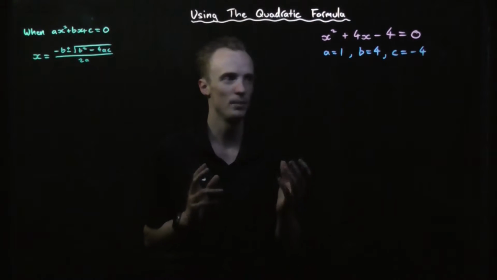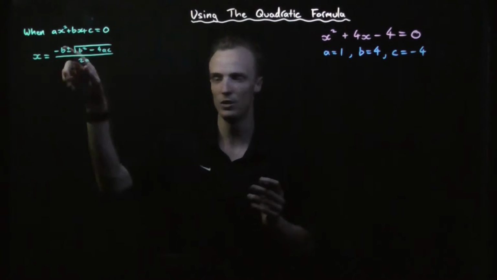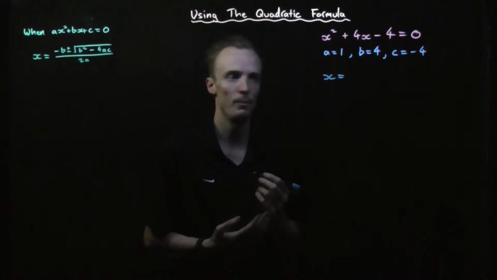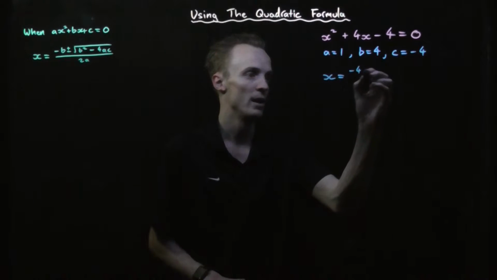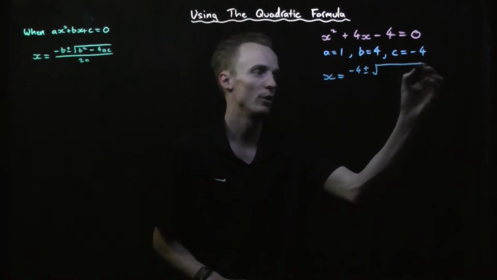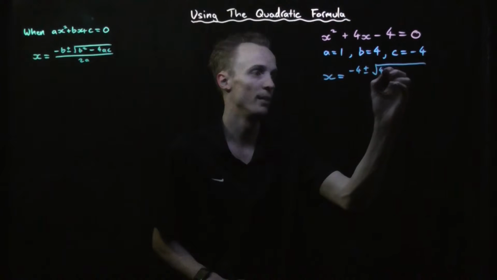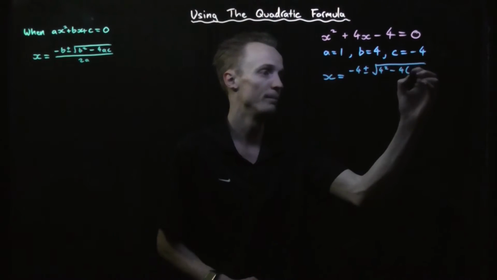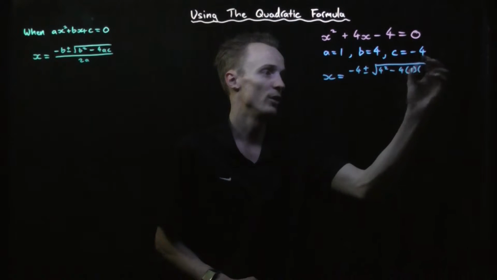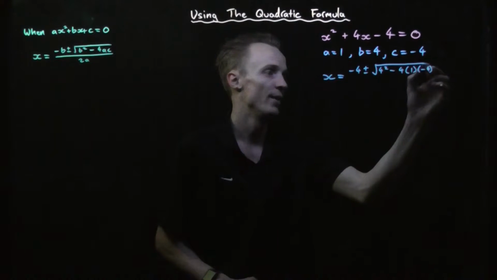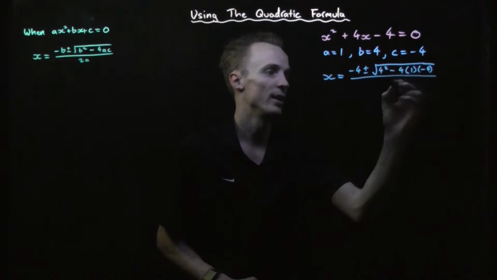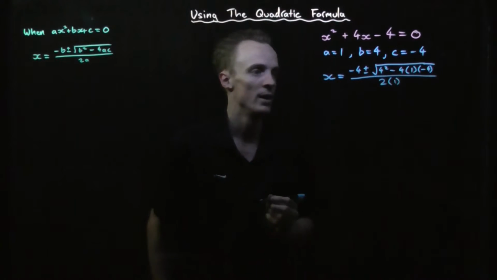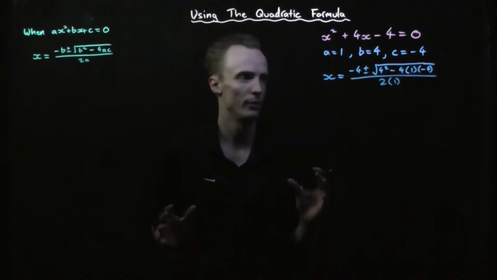Once we've got that, we substitute our a, b and c values into the quadratic formula. So our x is going to be equal to the negative of b, which is going to be negative 4, plus or minus the square root of b squared, which is 4 squared, minus 4 times our a value of 1, multiplied by our c value of negative 4. And that is all going to be divided by 2 times our a value of 1. So now, once I've got this, I simplify it.